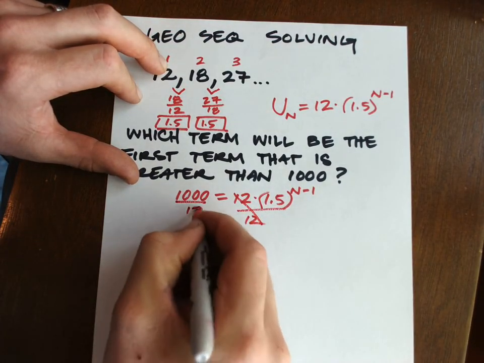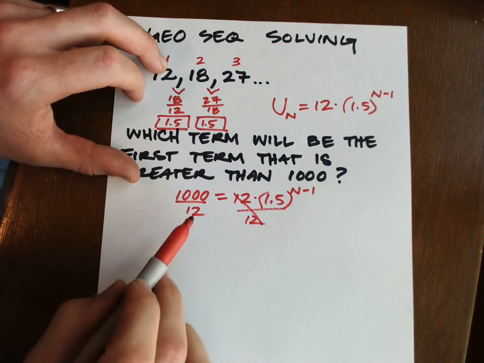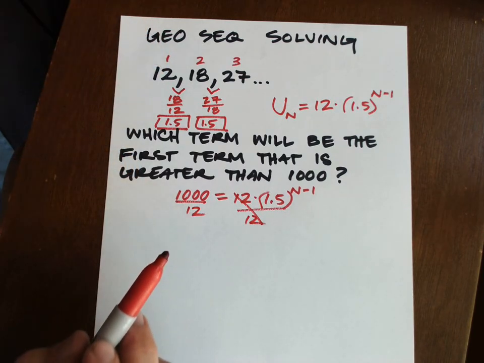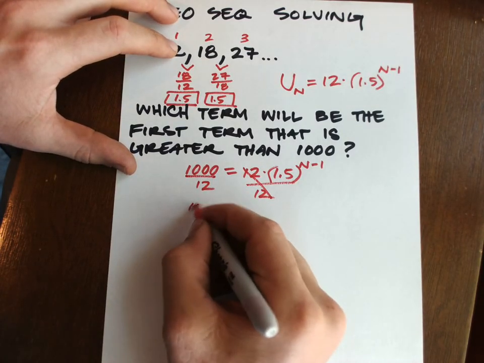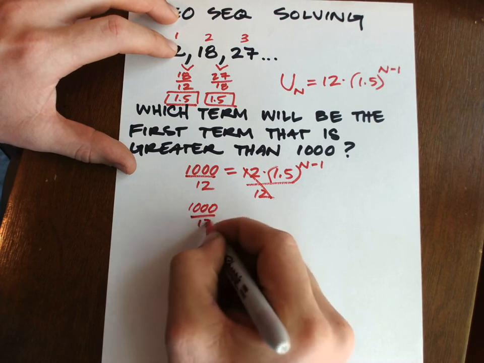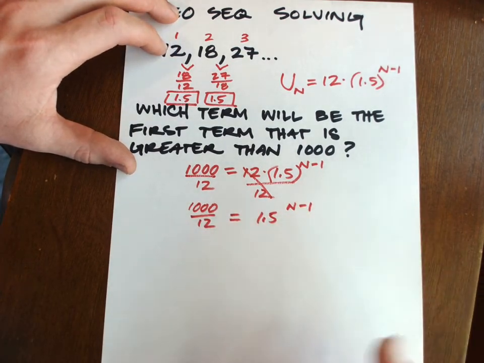that cancels. And I'm going to leave this as an uncalculated fraction. If I calculate that, it's going to produce a decimal I maybe want to avoid. Moving forward, though, the problem then looks like 1,000 over 12 equals 1.5 to the n minus 1.